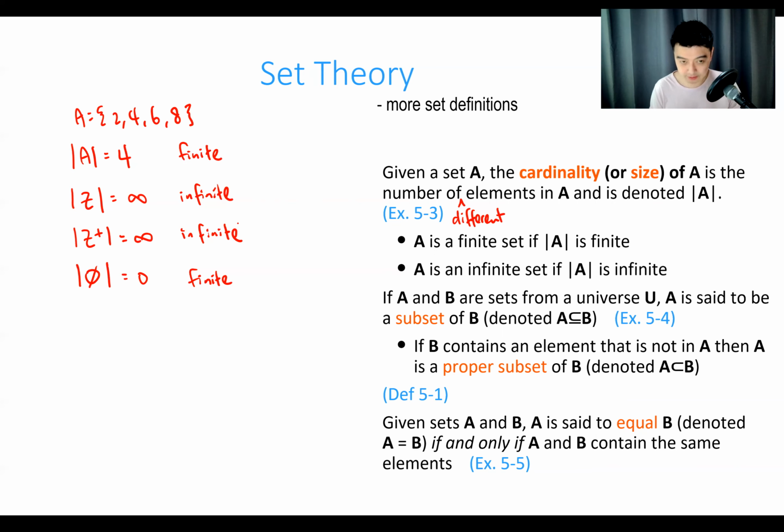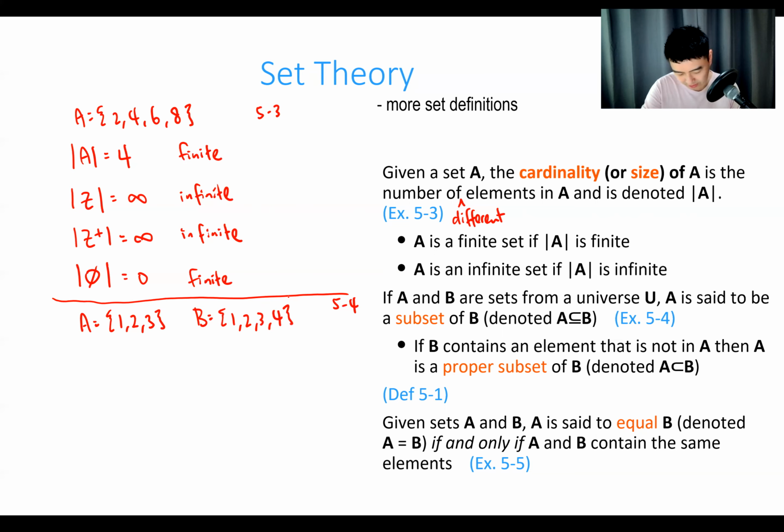We have a next definition where we want to define what's called a subset and a proper subset. For example, if I give you two sets, and we'll call this example 5-3, we'll label this one down here 5-4. A is the set 1, 2, 3, and B is the set 1, 2, 3, 4. And let's actually add a third set. We'll call it C, which is also 1, 2, 3.